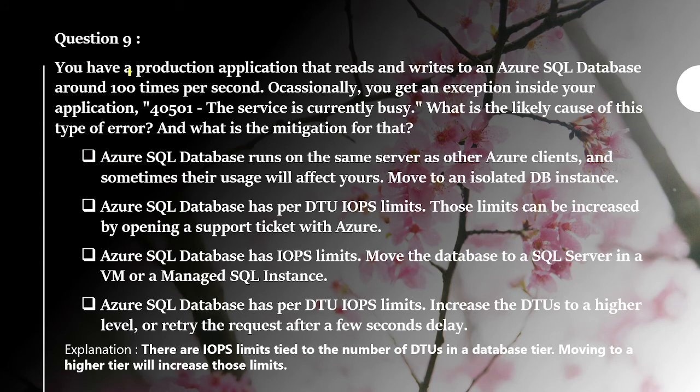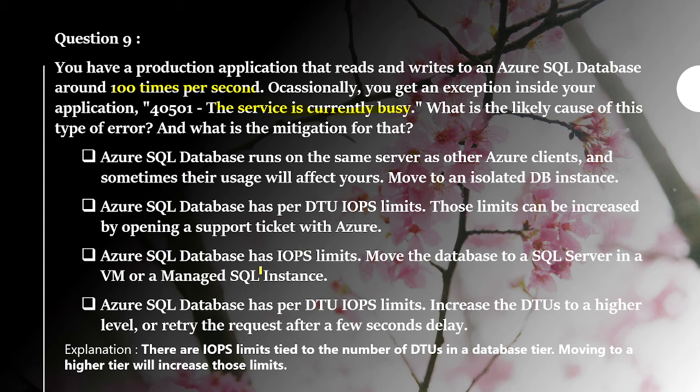The next question is you have a production application that reads and writes to an Azure SQL database around 100 times per second. Occasionally you get an exception inside your application: error 40501, the server is currently busy. Okay, so something is related to the server being busy. What is the likely cause of this type of error and what is the mitigation for that? Okay, so this is related to IOPS in the server where we are using the DTU.